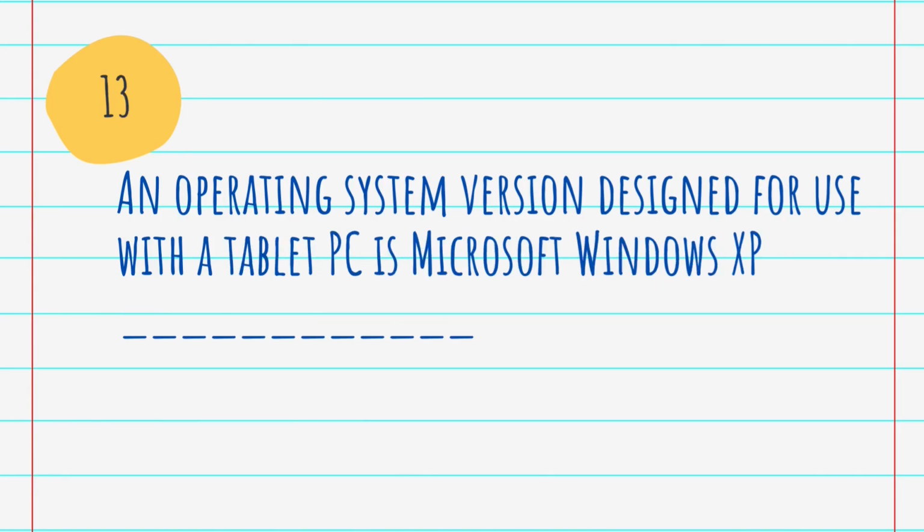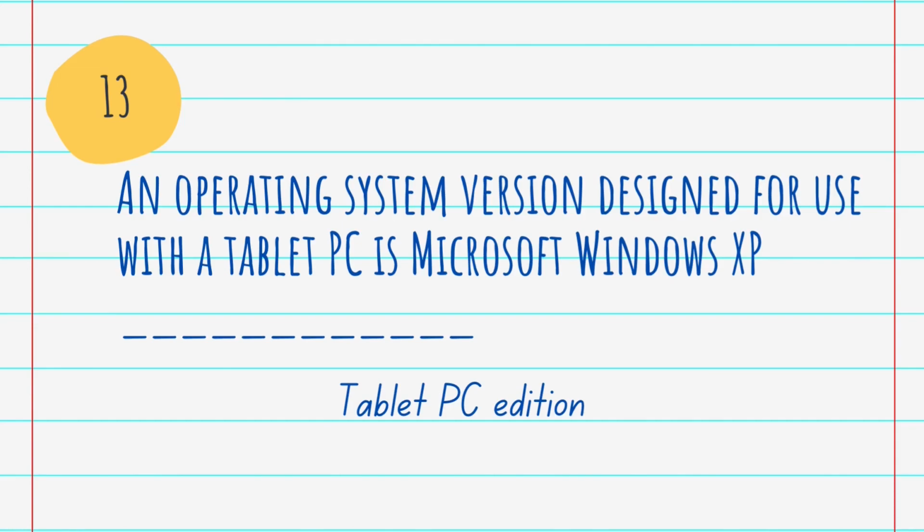Then question number 13. An operating system version designed for use with the tablet PC is Microsoft Windows XP dash. Answer is Tablet PC Edition. An operating system version designed for use with the tablet PC is Microsoft Windows XP Tablet PC Edition.